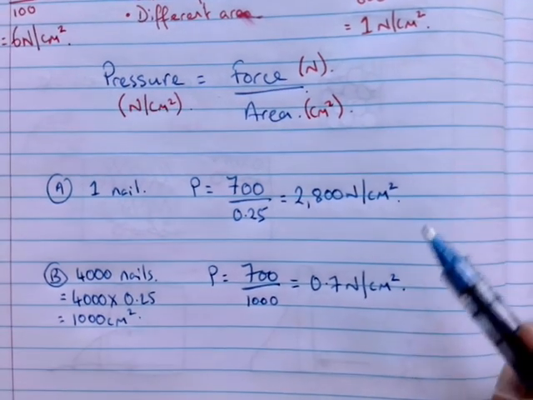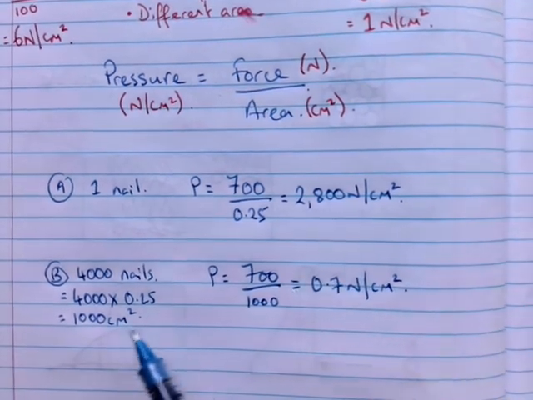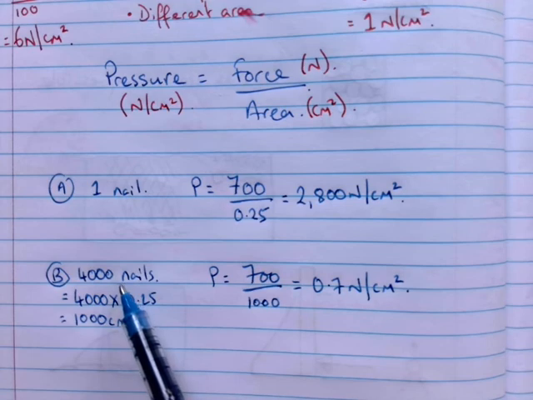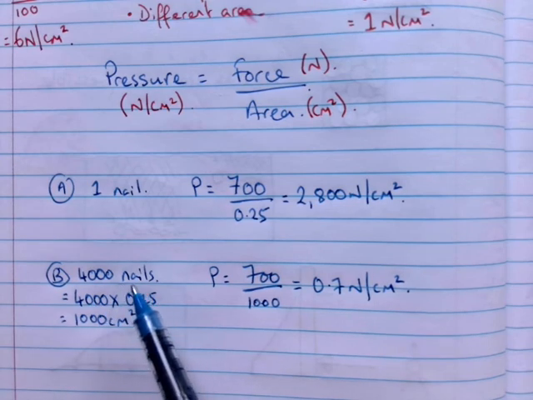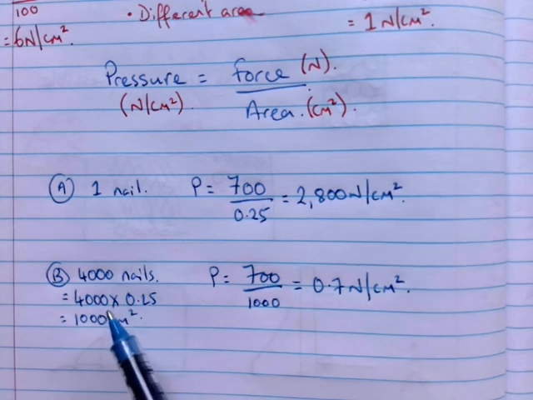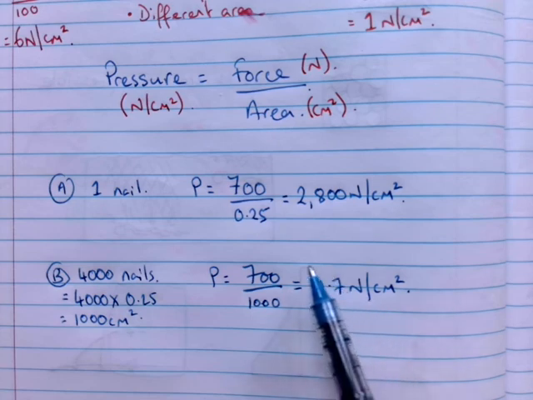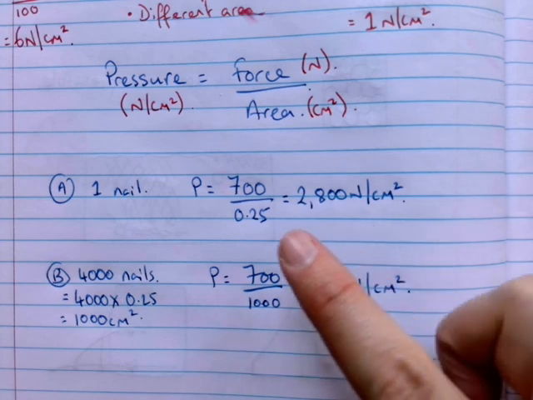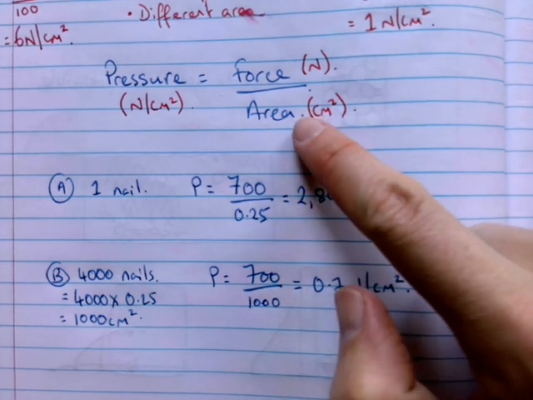So you can see that by increasing the number of nails, we've increased the area that the force acts over. And because we've increased the area, the pressure has decreased. Okay, and you need to be able to use this equation here to work out pressure.